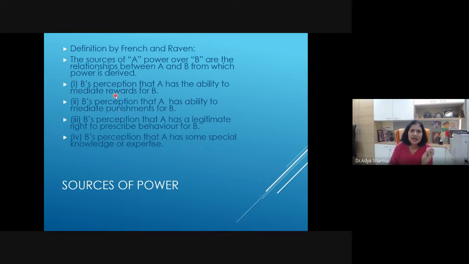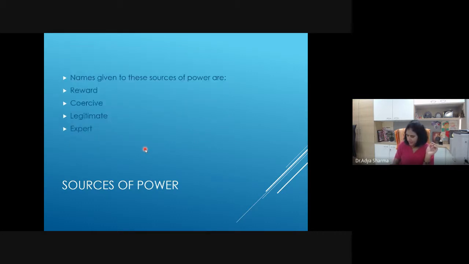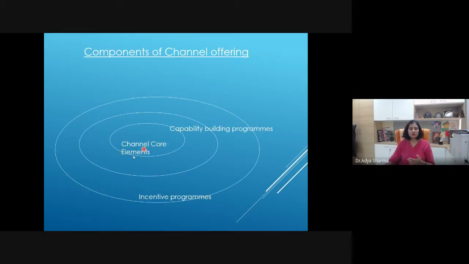Or that little child, he thinks mama has power because mama gives him chocolate, right? So reward, punishment, legitimate right, and finally expertise. Now let's understand, as I said, what are the things which are rewards for the people, what are the things which are punishment, what we mean by legitimate right and expertise.